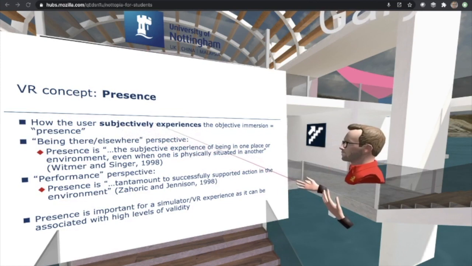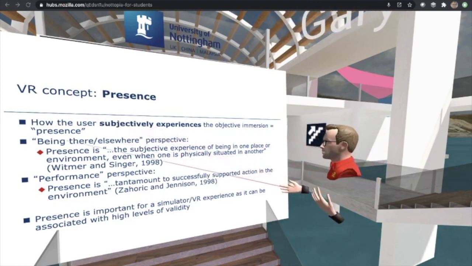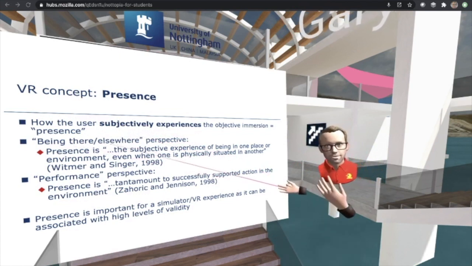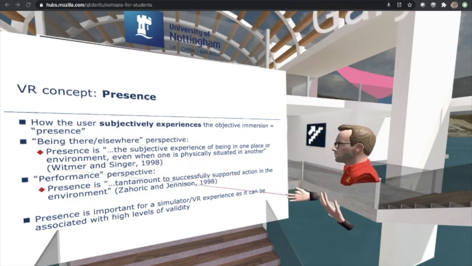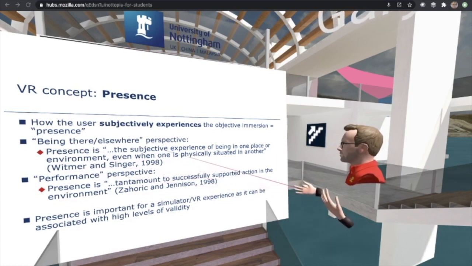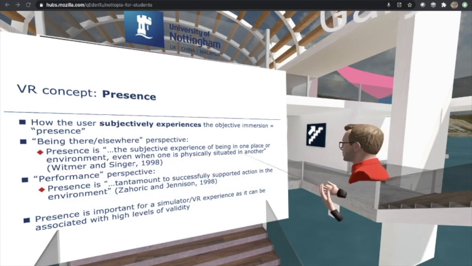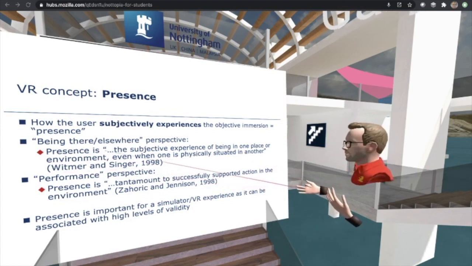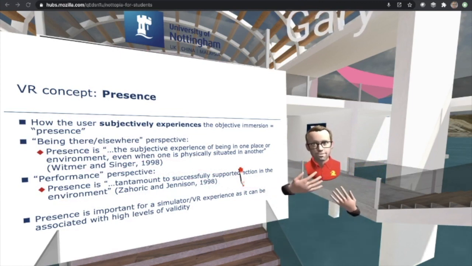And there are different ways of thinking about that. The most commonly considered version of presence is the being there or being elsewhere perspective. As Witmer and Singer say, the subjective experience of being in one environment even when one is physically situated in another. So that's important, but as we'll see in the next slide, actually that's one part of presence.